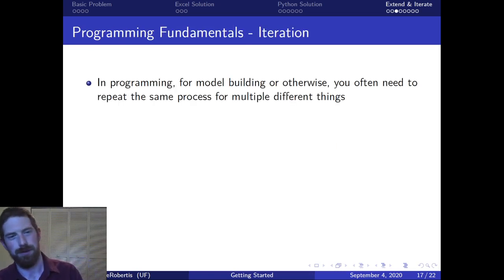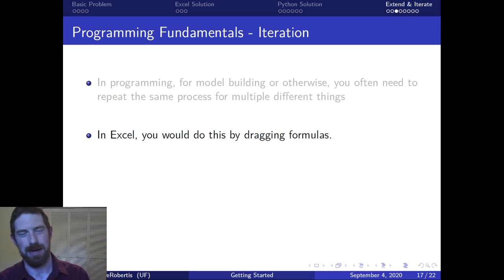So, in both financial modeling as well as just in programming in general, it's often the case that you have some process and you want to repeat that process on a bunch of different inputs to get a bunch of different outputs. So that is what we refer to as iteration, is just doing the same process on a bunch of different inputs.